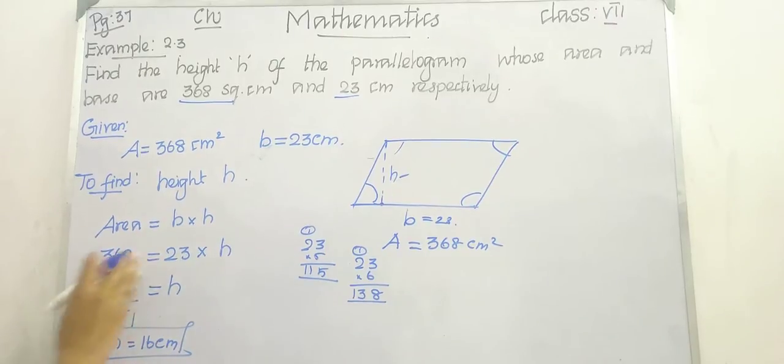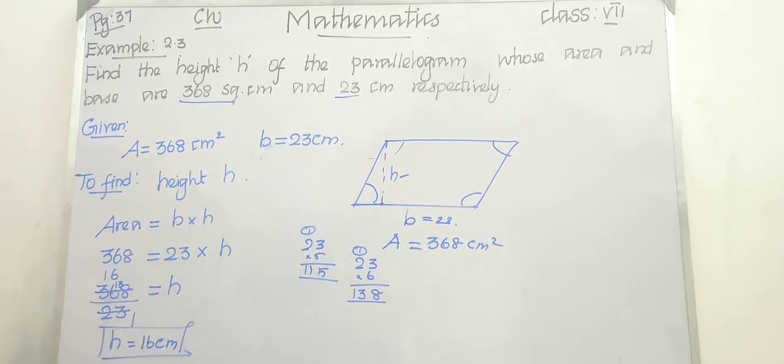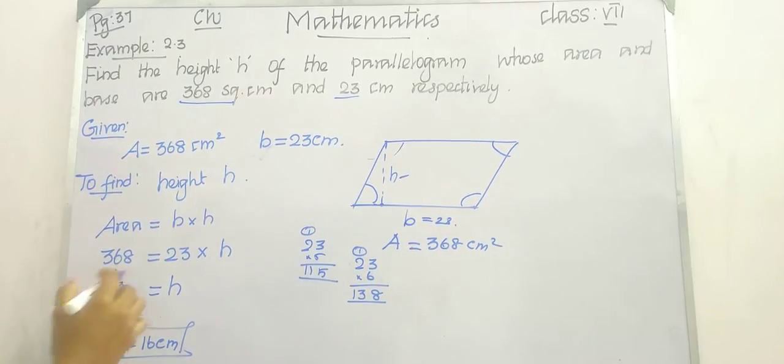23. Now we keep this h on one side and all the constants on the other side. If you move this 23 here, it will become divide. So we got the answer: height equals 16 centimeter. Is it clear, children? Pause the video and write. Copy this in your classwork notebook.